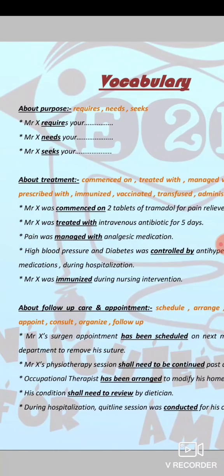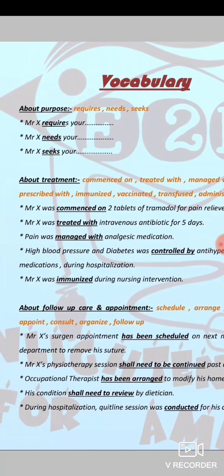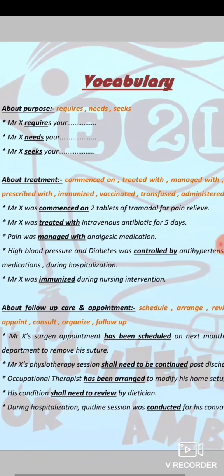Alright, now we'll move on to the second vocabulary, treated with. Treated with we use for short durations. For example, Mr. X was treated with intravenous antibiotics for 5 days. Here you describe that particular course, so you can go with treated with.